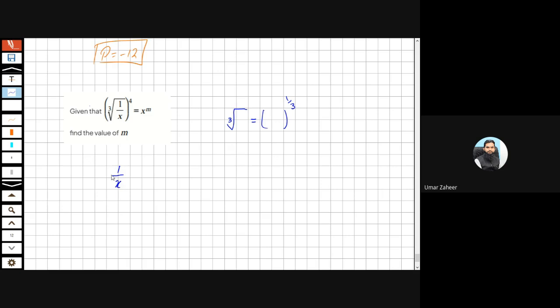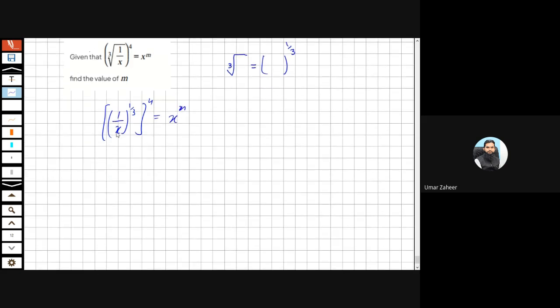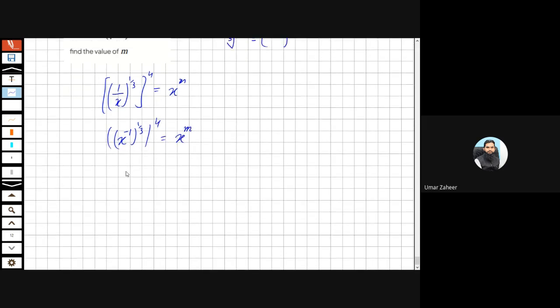Now it will be 1 by x and whole raised to power 1 by 3, and obviously you already have power 4. Now apply the power, or just take x in the numerator, it will be x to the power -1, and whole power is 4. Now the power on the power is multiplying, so -1 multiplied by 1 by 3 multiplied by 4, so it will be -4 by 3.